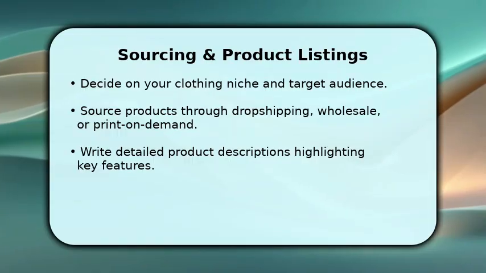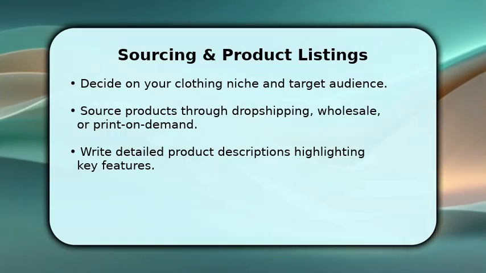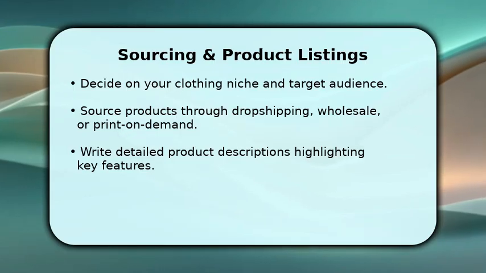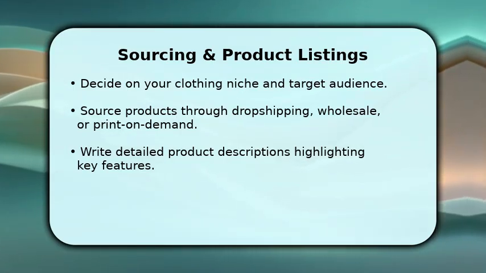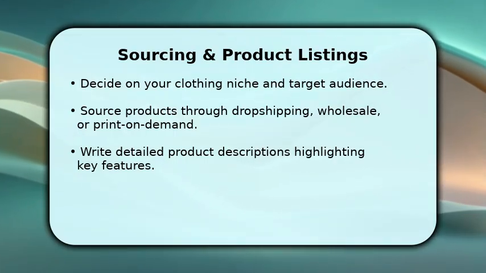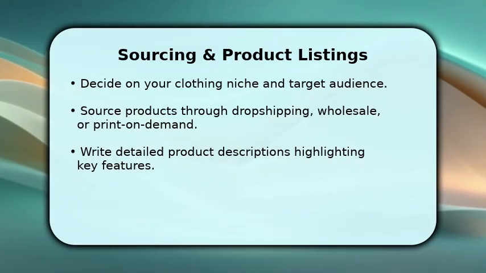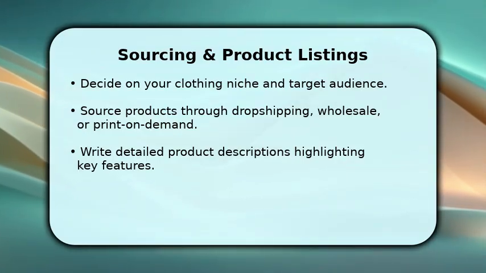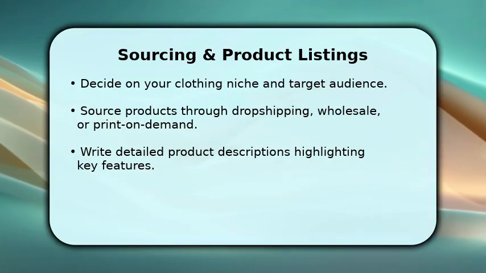Now, let's talk about your products. First, define your clothing niche and who you want to sell to. You can source items through dropshipping, buying wholesale, or using print-on-demand services. When listing, craft compelling product descriptions that emphasize benefits and materials, like 100% organic cotton.